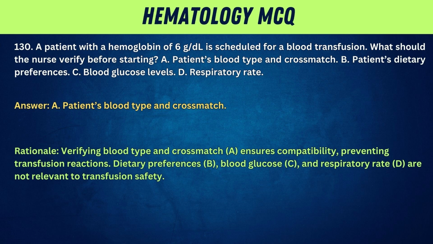Rationale: Verifying blood type and cross-match, A, ensures compatibility, preventing transfusion reactions. Dietary preferences, B, blood glucose, C, and respiratory rate, D, are not relevant to transfusion safety.